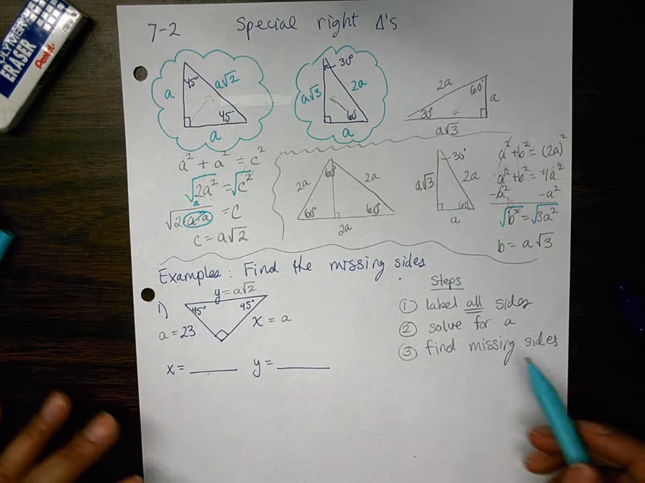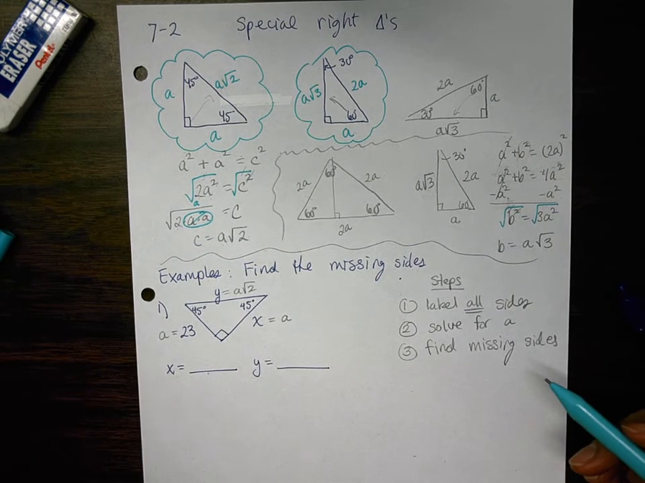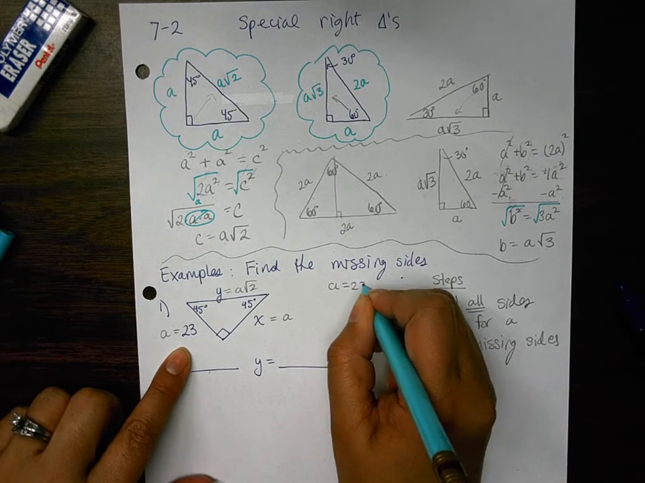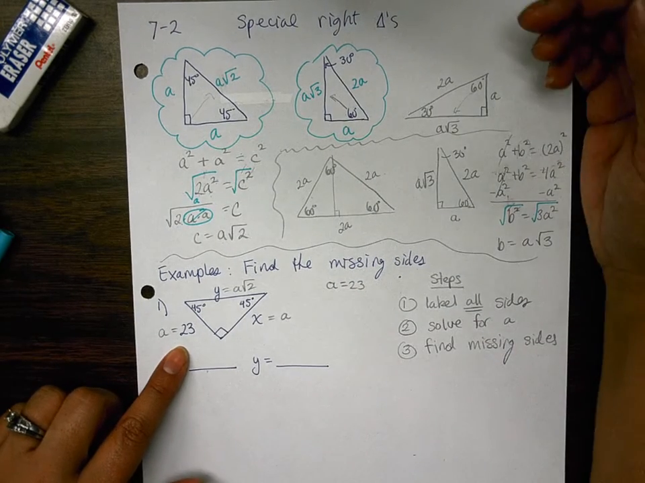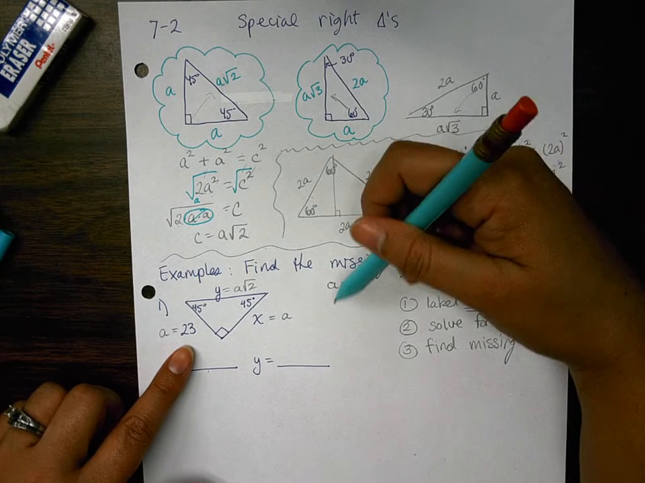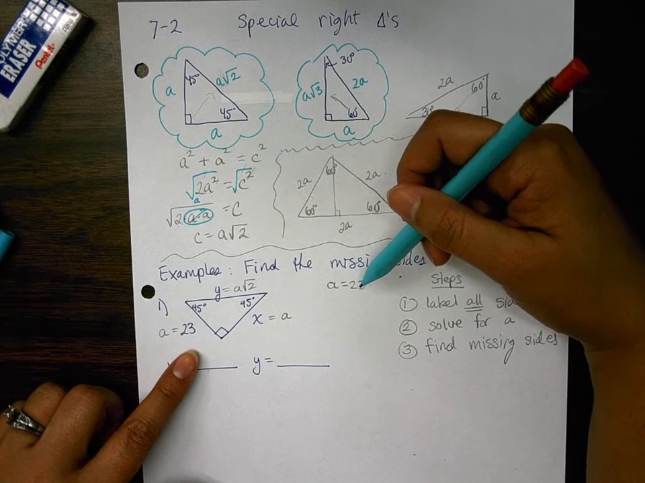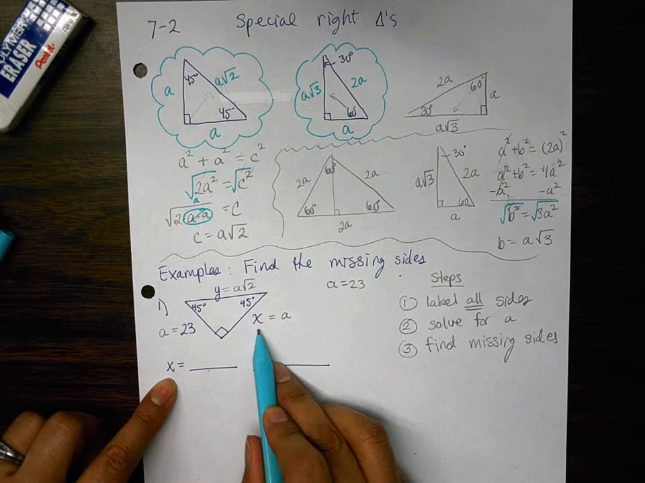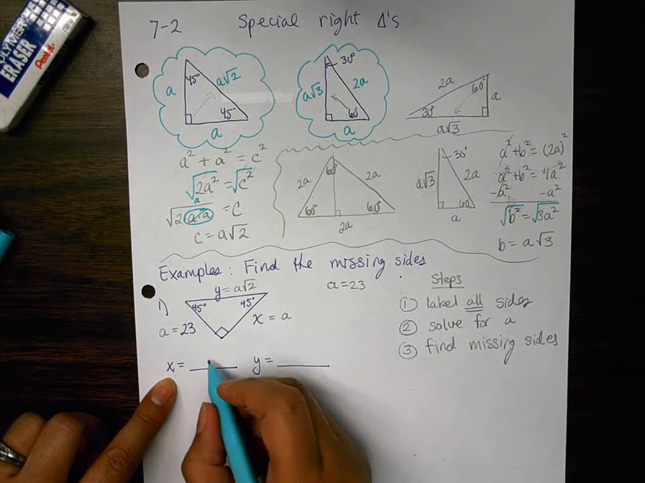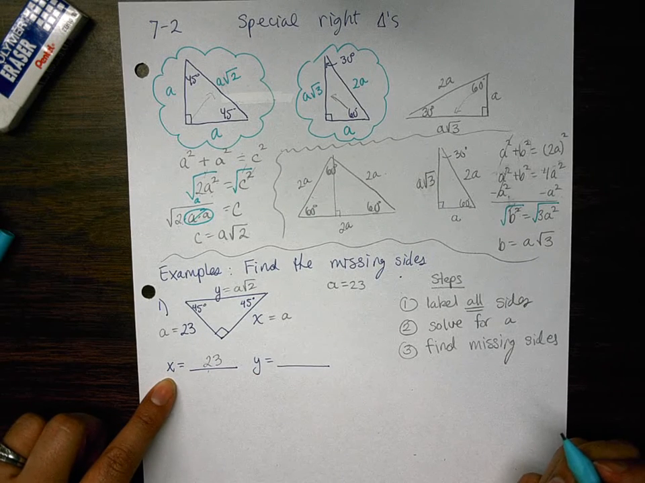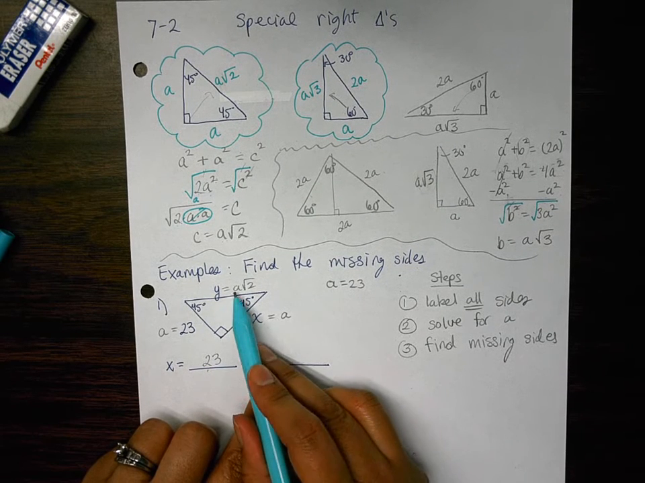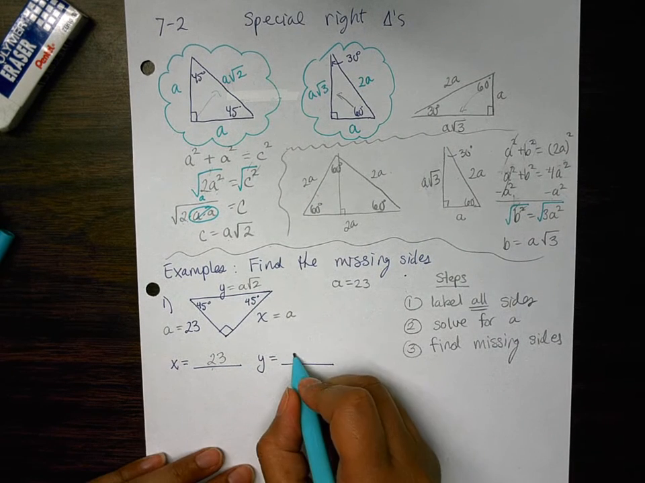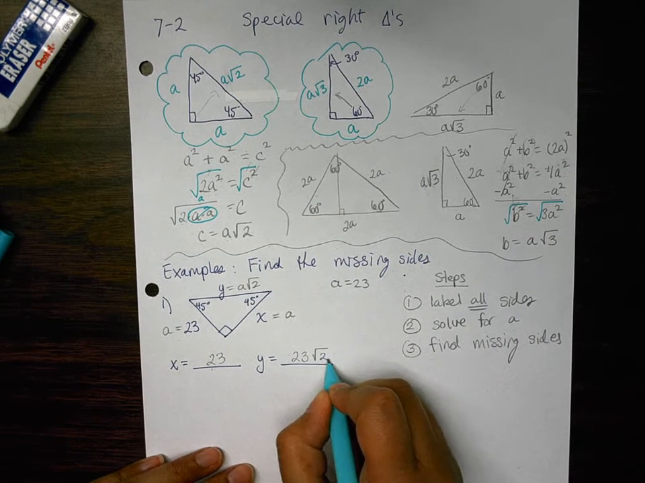Okay, step 2, solve for A. And I said earlier, sometimes it's given to you, sometimes you have to work. It's right here. There will always be one side where you have a number and you can solve for A. Is there any work to do? Do I have to divide, or is A already solved for? A is already solved for, so now we can find all the other sides. X is A, so what does X equal? 23. You're done with X. That's it. Y is whatever A is times root 2. We just found A, so what would I put here for Y? 23 root 2, and you're done with the problem.